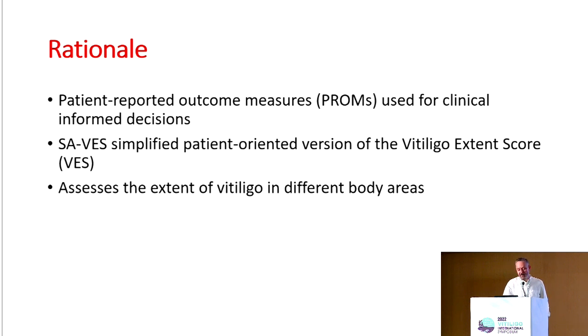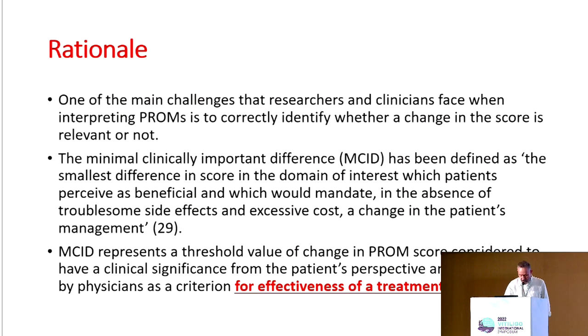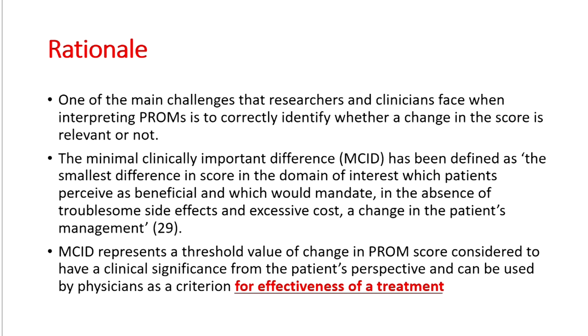The SA-VES, the self-assessed vitiligo extent score, is a simplified patient-oriented version of the vitiligo extent score, and it assesses the extent of vitiligo in different body areas. This is the SA-VES that has been published by Nanja van Geel. You can see that you have the face, but you have all the areas represented.